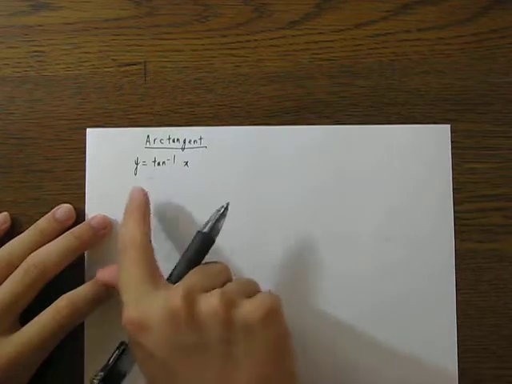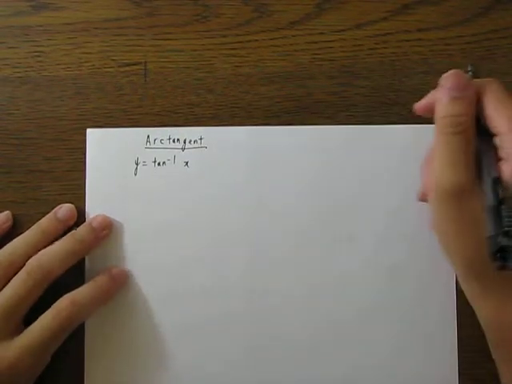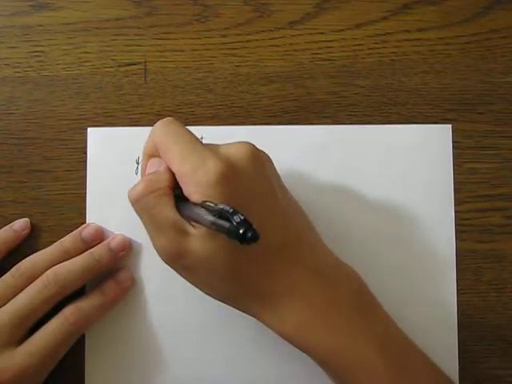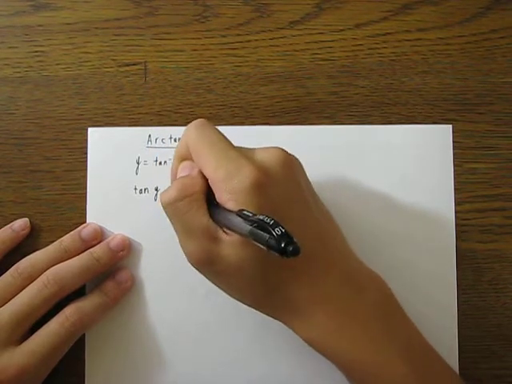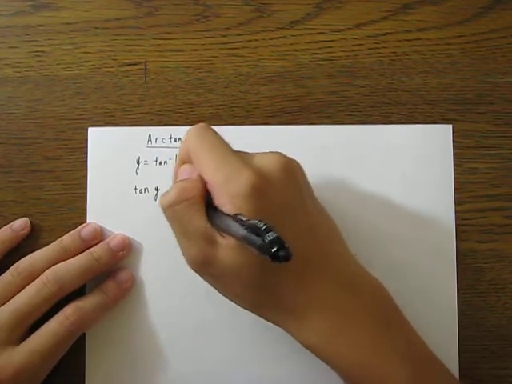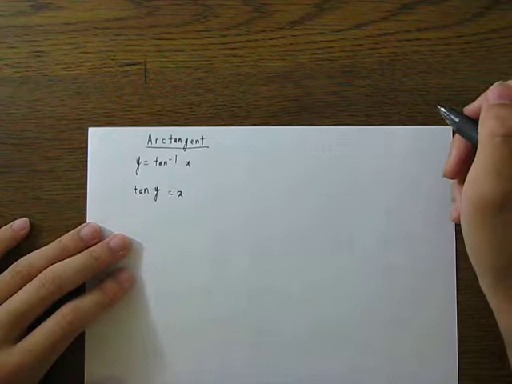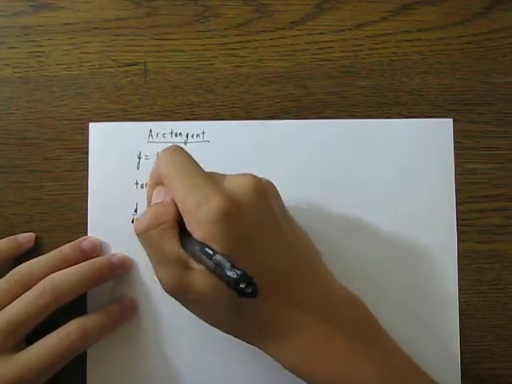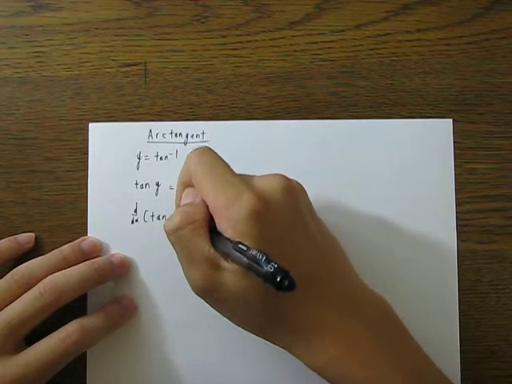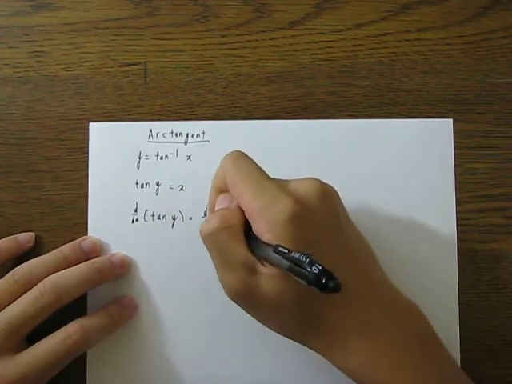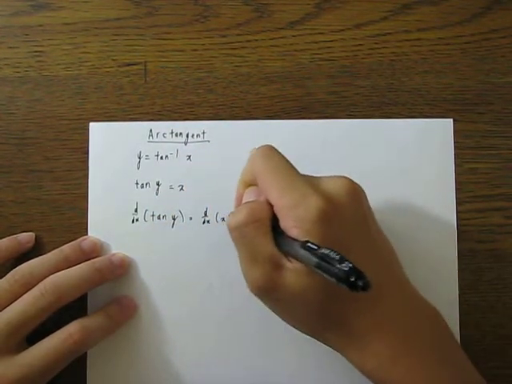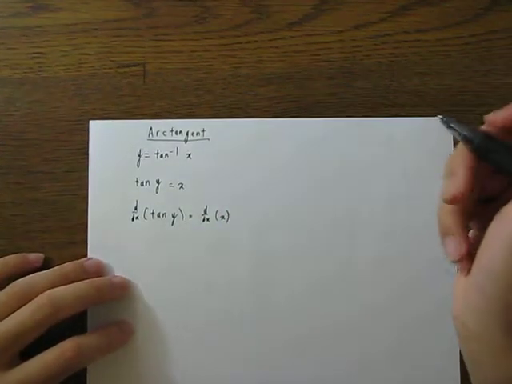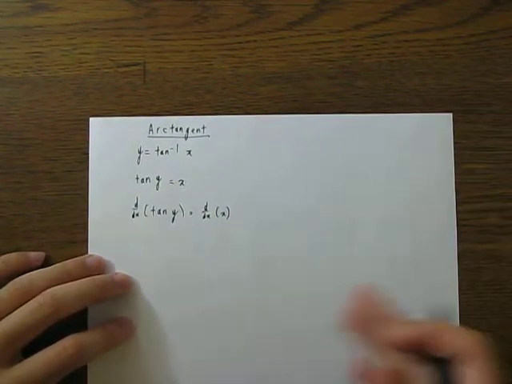So we have y equals arctan of x. First you have to move your tangent over, so now you have tangent of y equals x. That's your inverse function relationship. Again, you're going to derive both sides, so now you have the derivative of tangent of y equals the derivative of x. And now you're going to do implicit differentiation.